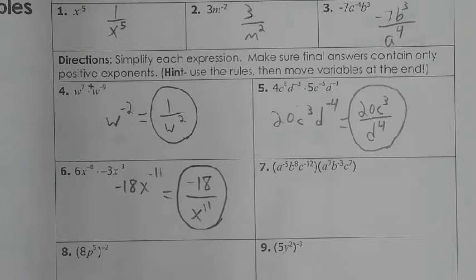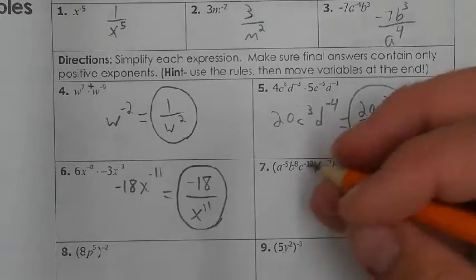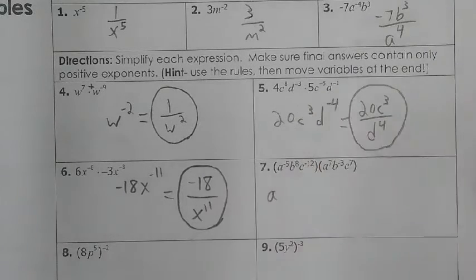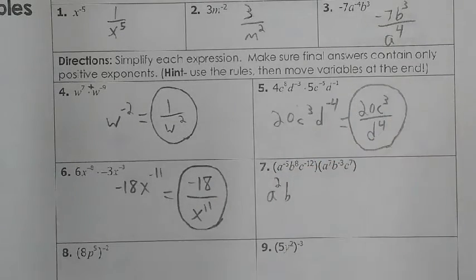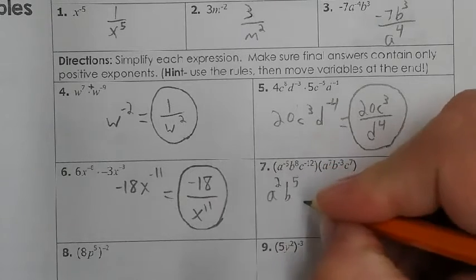All right, 7 looks crazy, but it shouldn't have been too bad. Anybody got a guess on the first step, Rory? What'd you get for your A's at first? My A's, I got positive 2. I got positive 5. And C, I got negative 5. Good.